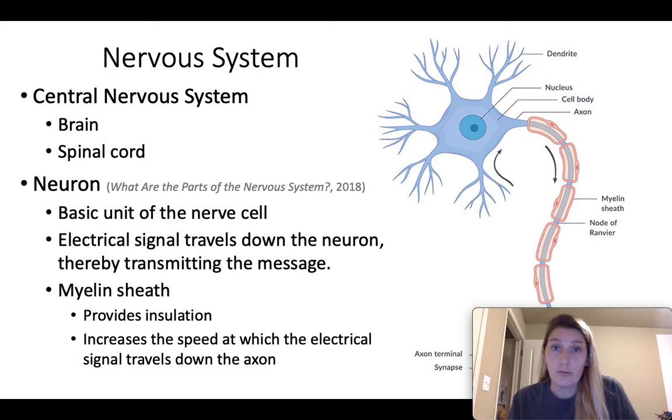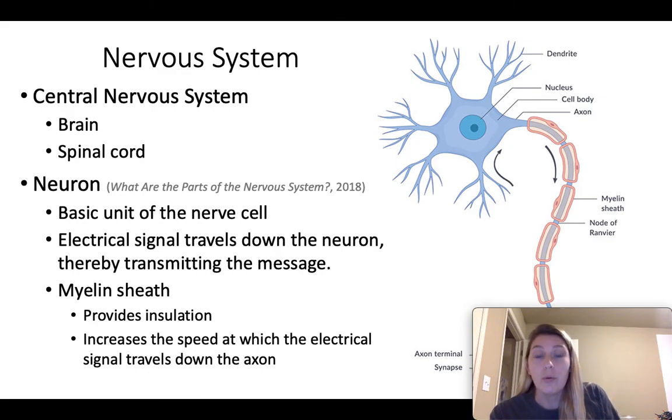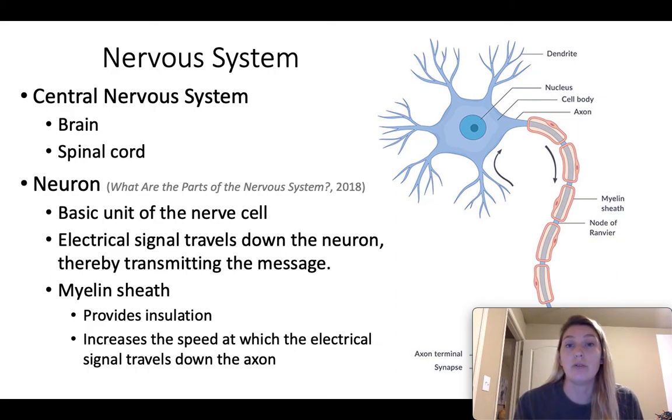Before we get into XALD, we need to know these anatomical structures. Because this affects the nervous system and adrenal glands, I want to talk about the nervous system. We know the central nervous system is made up of the brain and spinal cord. The brain and spinal cord transmit out via nerves, which are made up of a collection of neurons. The neuron is the basic unit of the nerve cell. As we know, electrical signals travel down the neuron and transmit the message out.